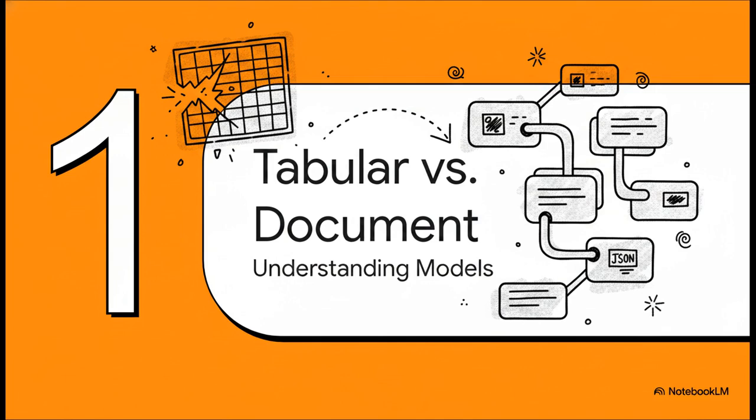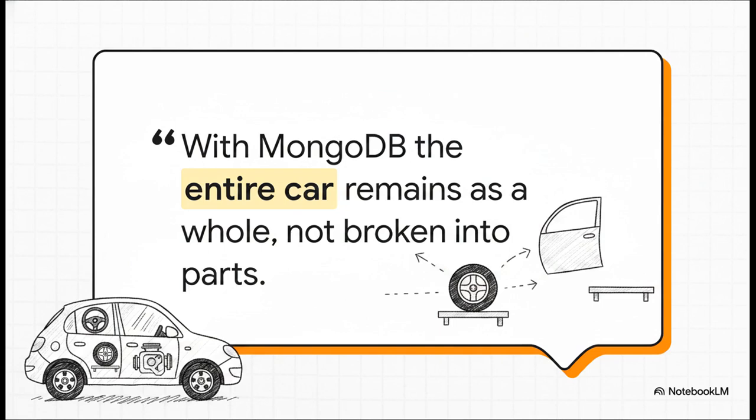Let's wipe the slate clean and look at the real, fundamental differences between traditional tabular databases and flexible JSON-based document databases, like MongoDB. This quote brilliantly illustrates that core difference. Think about a car. If you want to store a car in a traditional tabular database, you literally have to break it up into pieces. You put the engine on one shelf, the wheels on another table, the doors somewhere else. And then to actually drive the car, or in database terms, to query the data, you have to run these heavy, expensive join operations just to reassemble all those parts.